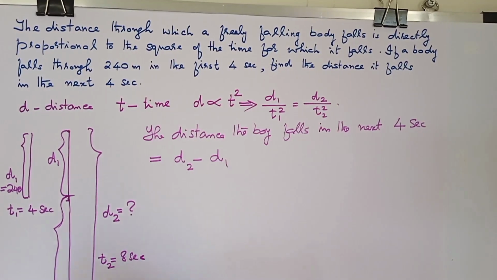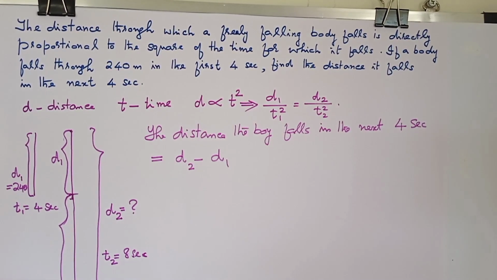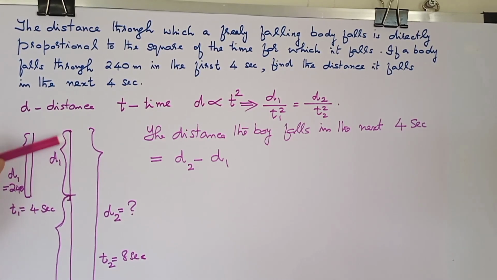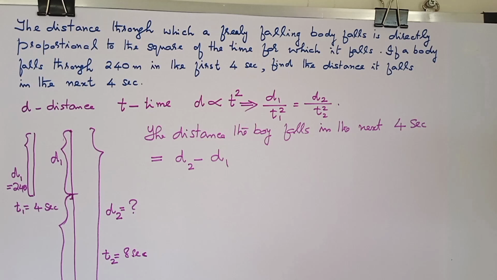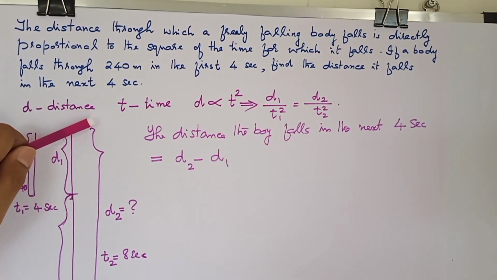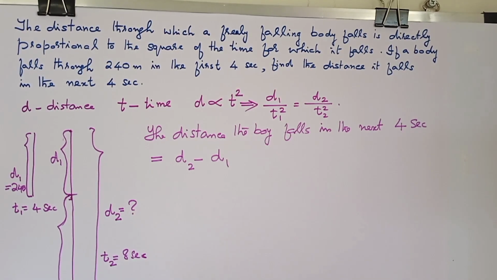If there is any confusion, let me redo whatever I have done here. D2 is the distance the body falls through in 8 seconds, and D1, which is given to be 240, is the distance it falls through in how long? 4 seconds. And we are asked to find out the distance traveled by the body in the next 4 seconds, which will be so much. So this portion you get by removing this much from the total distance, which is D2, and that's what I've written here.